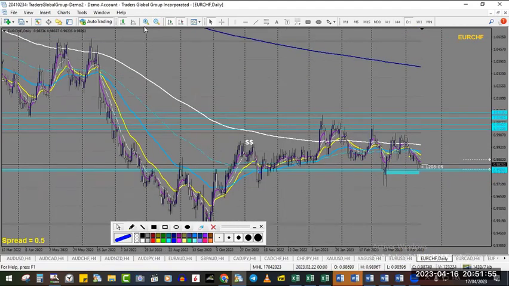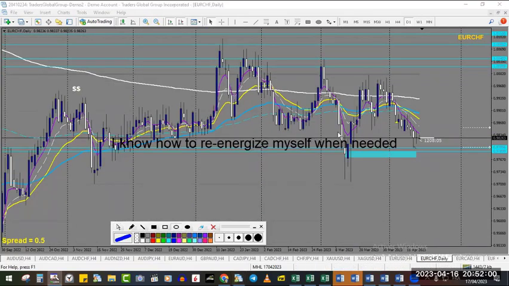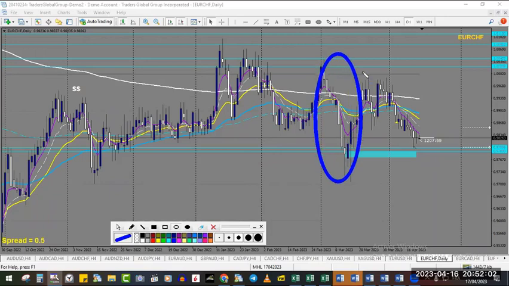Now the daily is quite clean going down. As you can see, we have a clean impulsive move going down, rejecting the top. So it might take out this low. So we just wait and see.